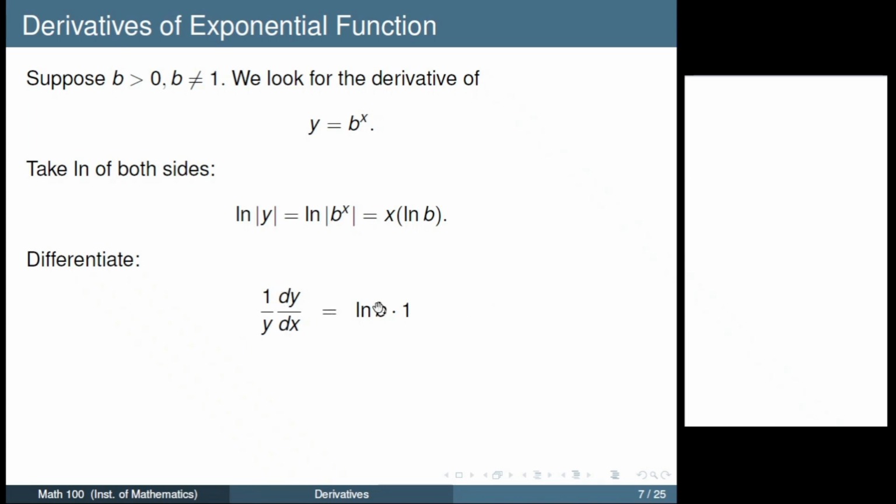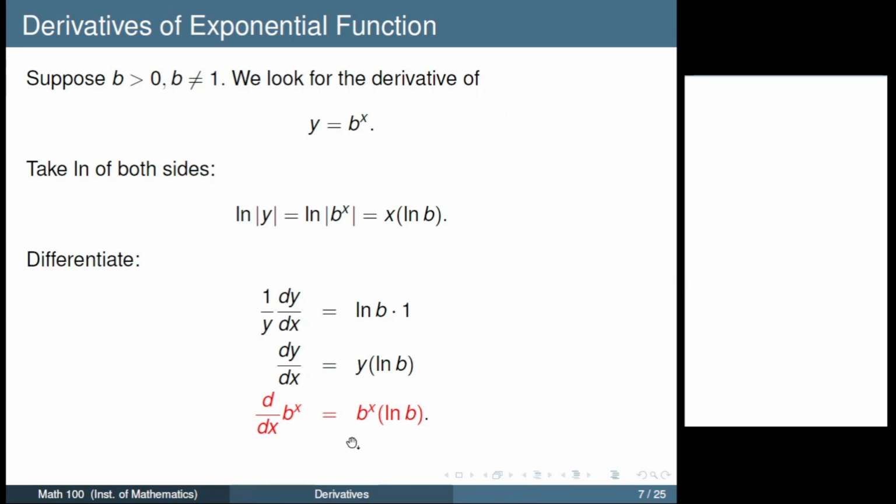So, this will cancel out. Mawala yung y dyan. And then, mapupunta lang siya dito sa right-hand side. So, we have dy over dx equals y times ln b. But again, y is just equal to b raised to x. Hence, we get this formula for the derivative of an exponential function. The derivative of b raised to x is just equal to itself, b raised to x multiplied by ln b.